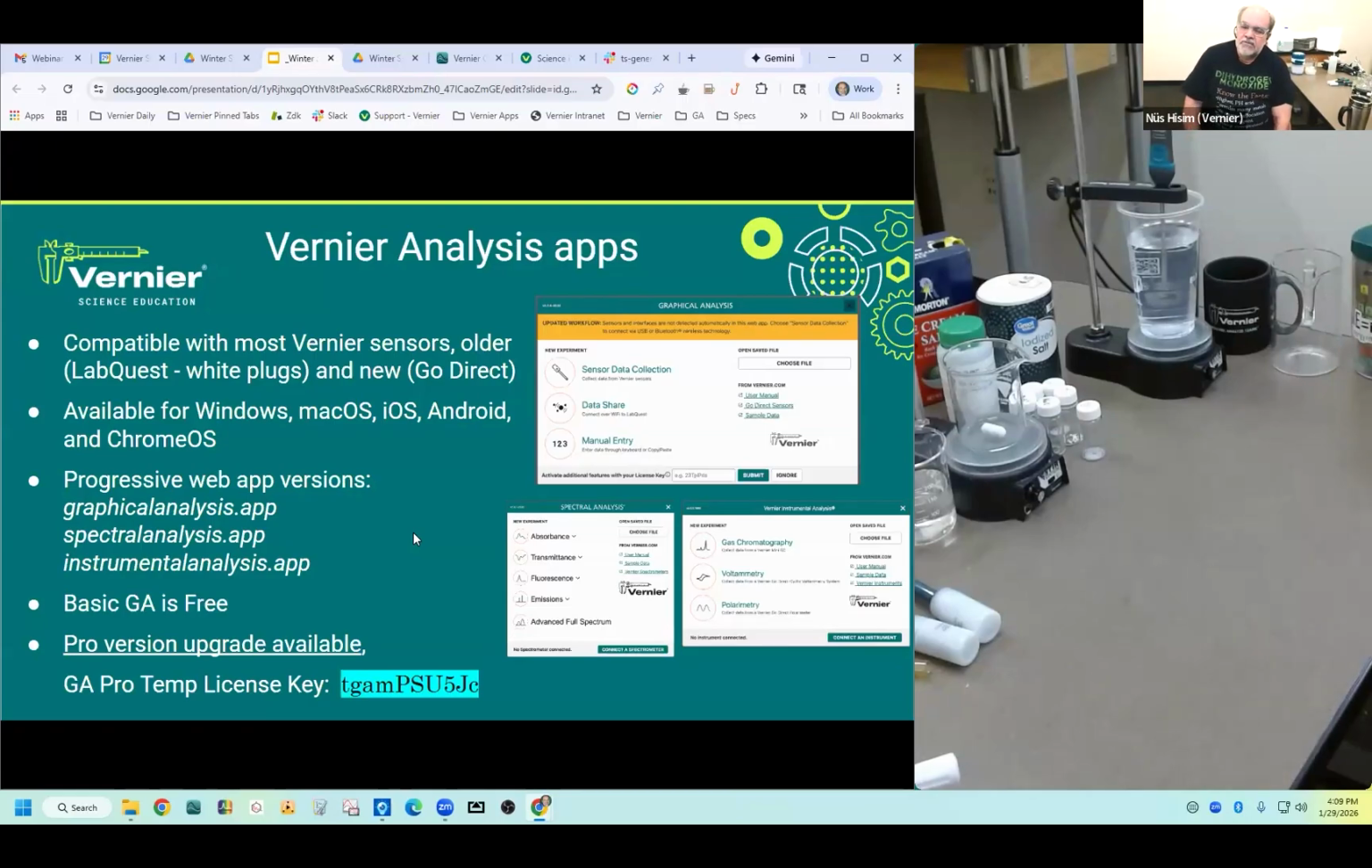So we're recommending that you switch to our analysis apps, which are all free and all can be installed on Mac and Windows computers, not Chromebooks. But they can also be run through the web on Mac, Windows, and Chromebooks. On iOS products, they have to be installed. On Android, I don't know because I don't own an Android.